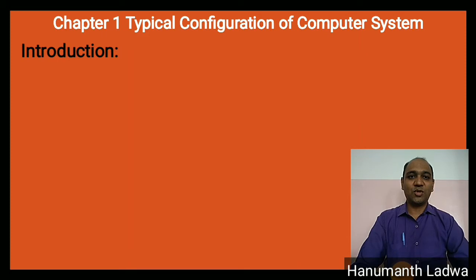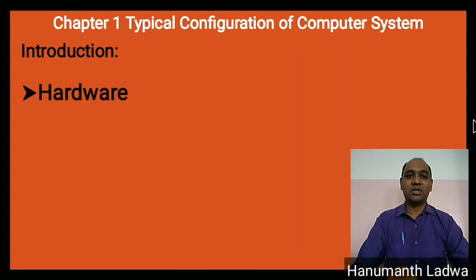Dear students, in this video we will continue with chapter number 1, typical configuration of computer system. Let us have an introduction. We know that the computer is almost used in each and every field. So it could be engineering, education, banking, or any other application. Here the computer is made up of electrical as well as electronic components. Hence it has four important components.